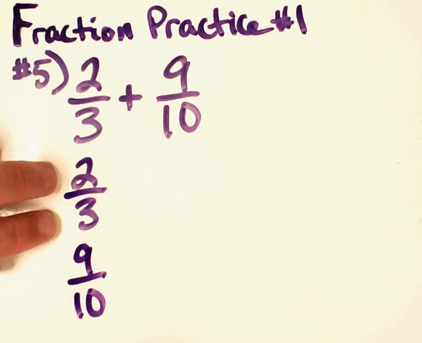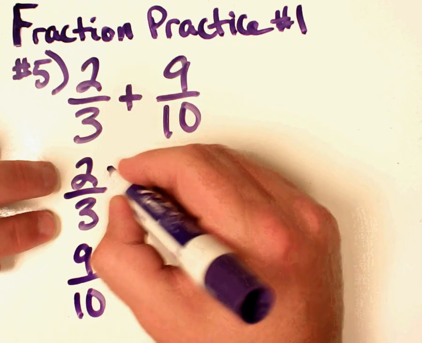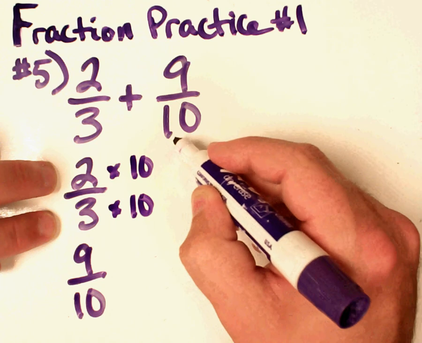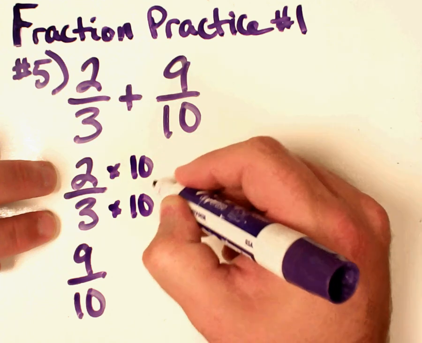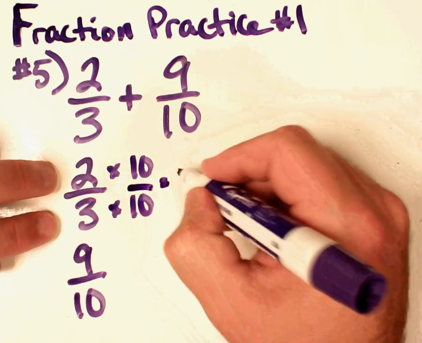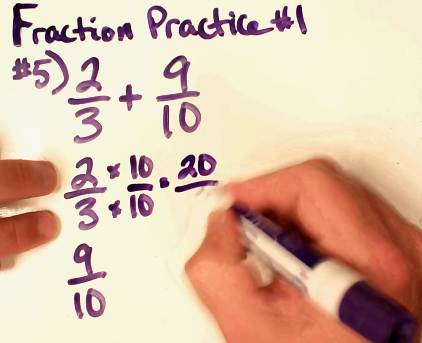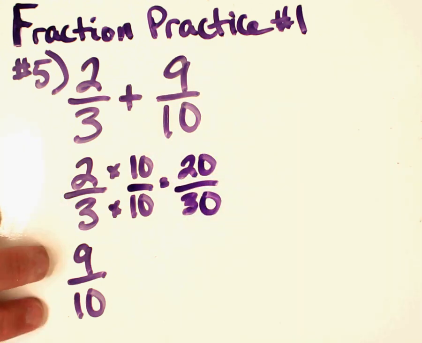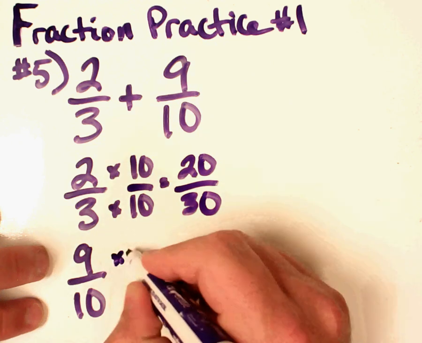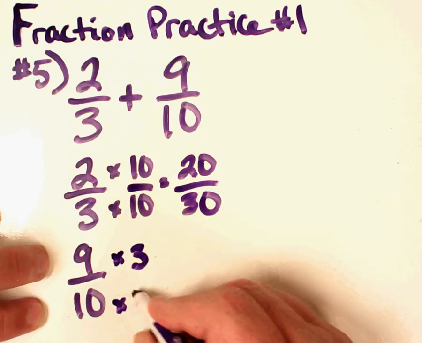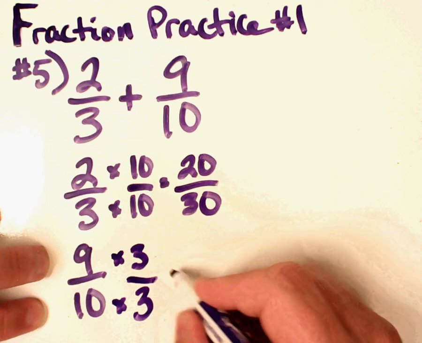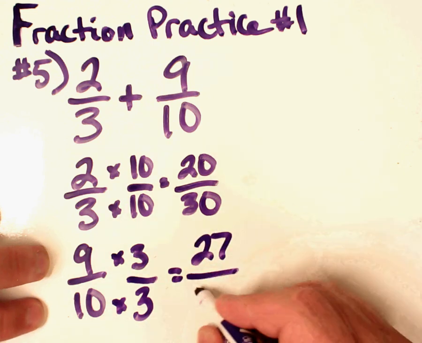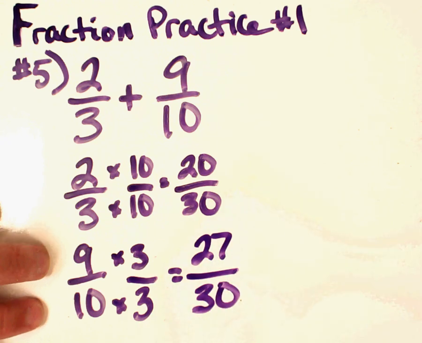For my 2/3 fraction, I'm going to multiply both the numerator and the denominator by 10 because that's my other denominator. That will give me 20/30. For my 9/10, I'm going to multiply both the numerator and the denominator by 3, giving me 27/30.